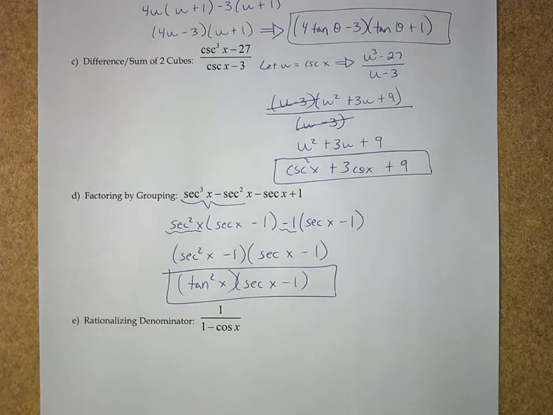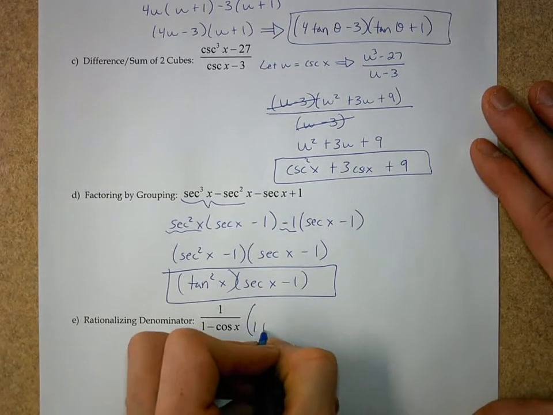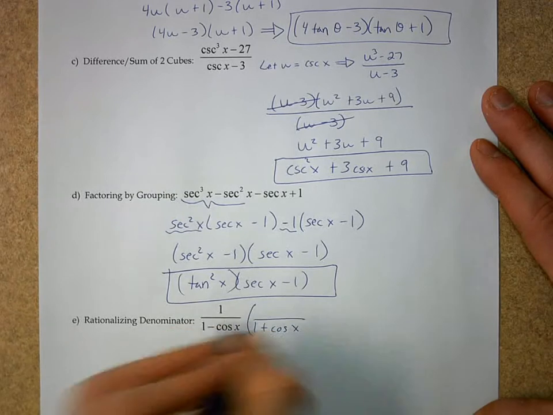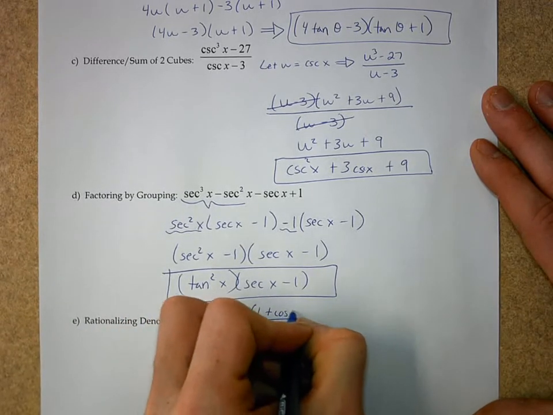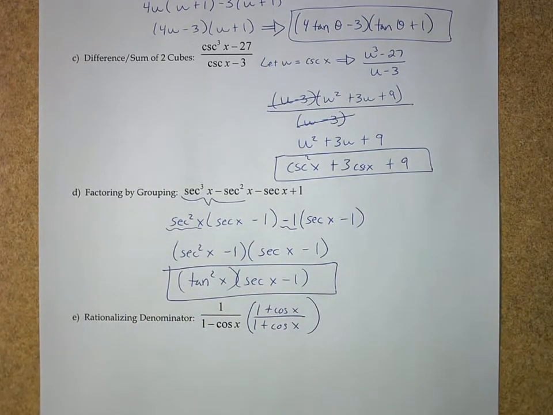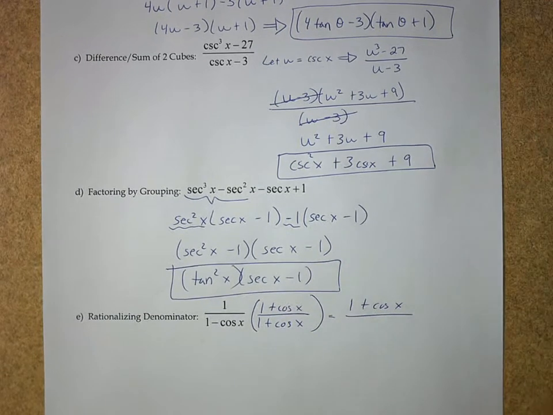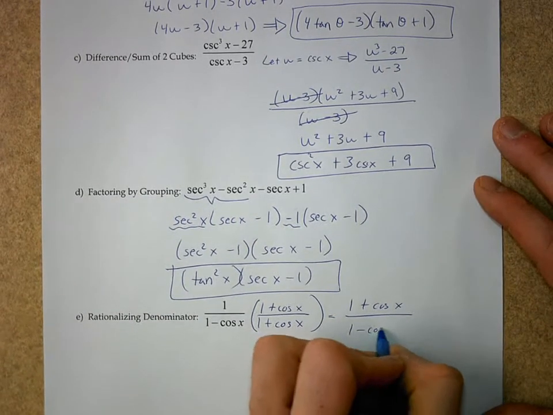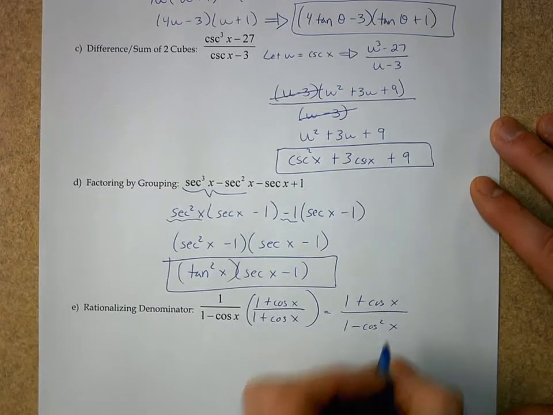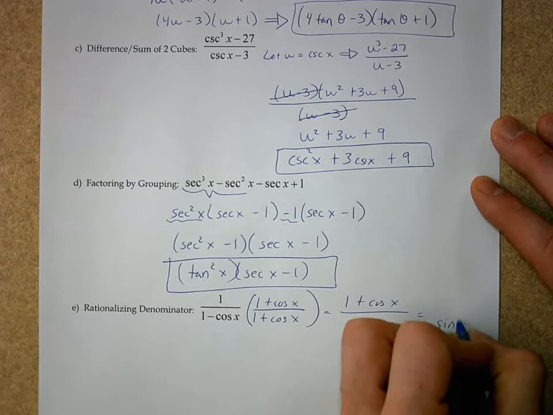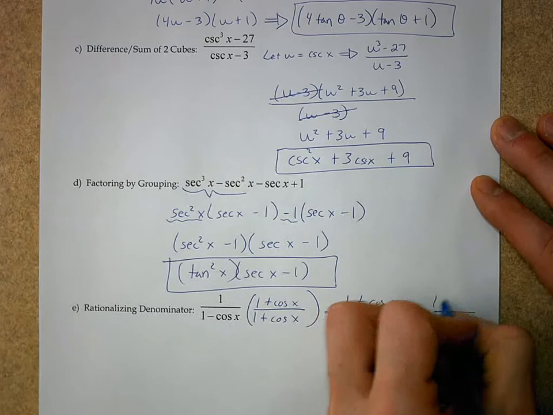And then the final one, rationalizing the denominator, is very similar to what we had on top of the previous page. We multiply by the conjugate when we rationalize. So my numerator becomes 1 plus the cosine of x. My denominator then, once again, is the difference of two squares when I pull this out. So it's really 1 minus cosine squared of x. And 1 minus cosine squared of x is sine squared of x.